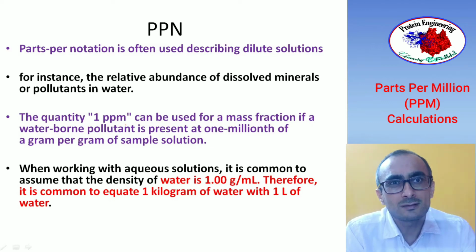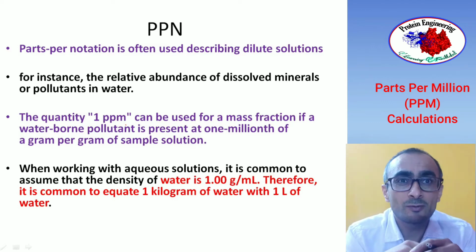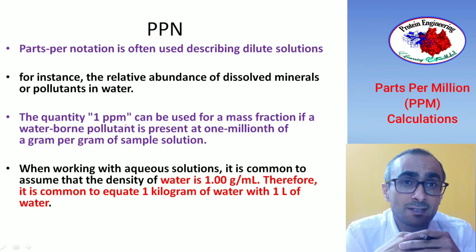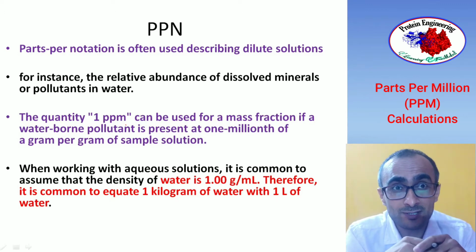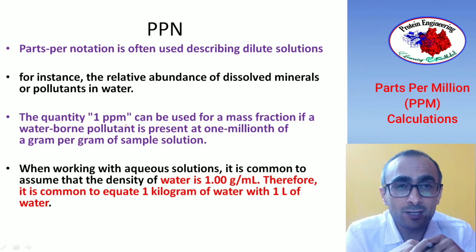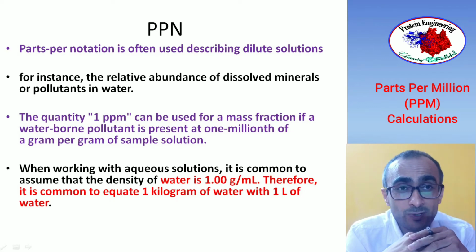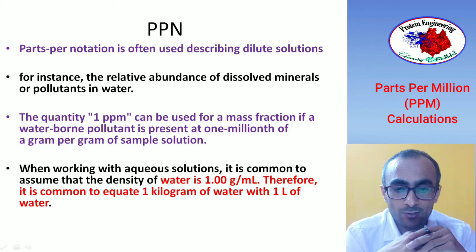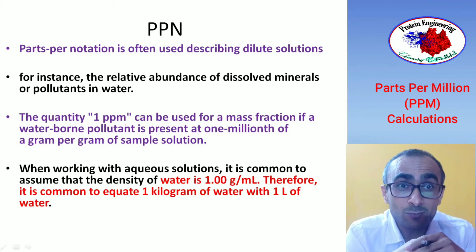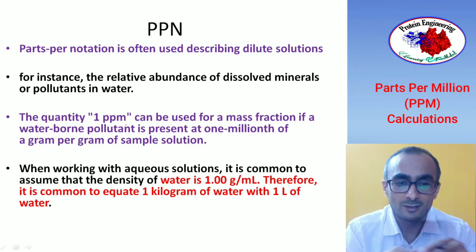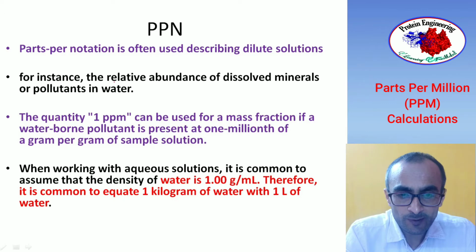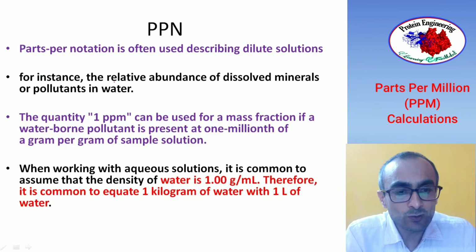We have seen that concentration or strength of a solution can be defined in terms of molarity or percent solution. In a similar way, when the solution is very diluted, in that case parts per notation is used. For example, parts per million, which is most commonly used. The parts per notation is often used describing very dilute solutions.